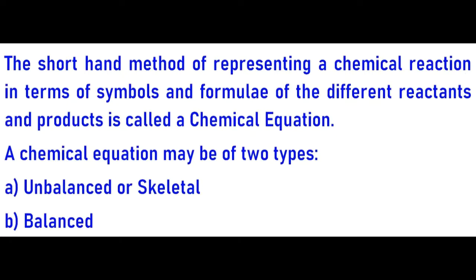What is a chemical equation? The shorthand method of representing a chemical reaction in terms of symbols and formulae of the different reactants and products is called a chemical equation. A chemical equation may be of two types: unbalanced or skeletal equation and a balanced chemical equation.